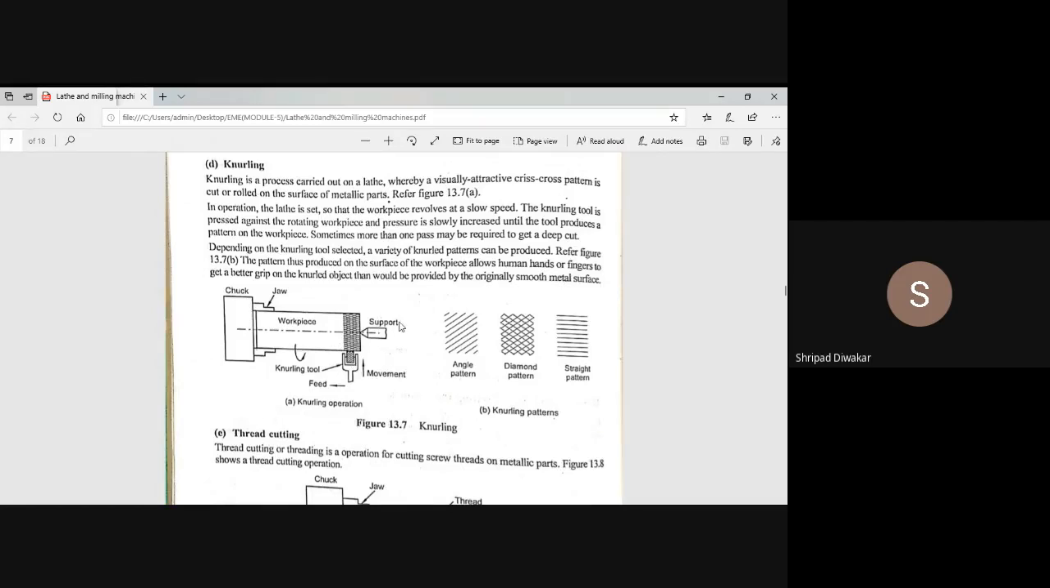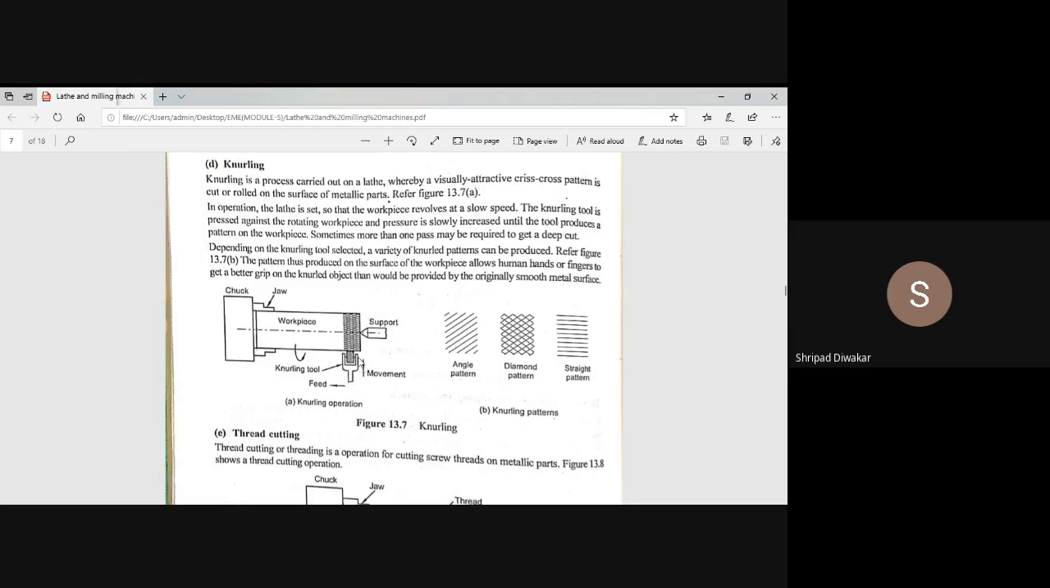Okay, once again, in order to generate the knurling, we are going to hold the job or workpiece in the 3-jaw chuck or 4-jaw chuck. Next we are going to fix the knurling tool according to our requirement. Suppose I want a diamond pattern, we fix the diamond pattern tool inside the tool post. Suppose I want an angle pattern, I fix the angle pattern tool. Suppose I want a straight pattern, whatever pattern we want, we fix that kind of tool inside the tool post. Here in this case it is a diamond pattern, so we are going to fix the diamond pattern tool inside the tool post.